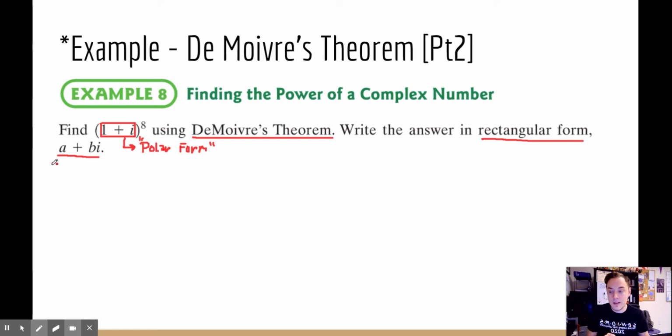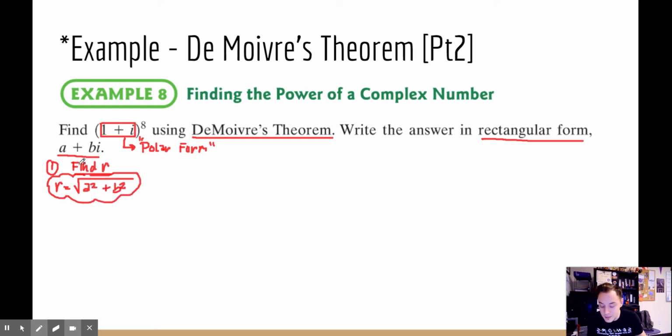So the first step is, first, I need to put this in polar form. In order to put it in polar form, I need to find my r. I need to find my theta. So my first step is to find my r. How do I do that? I use r equals the radical of a squared plus b squared. Of course, to find my r, I use the Pythagorean theorem, silly.